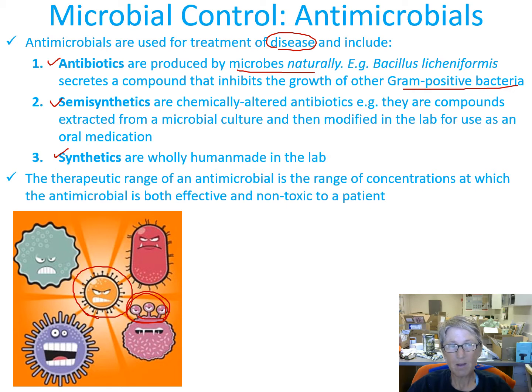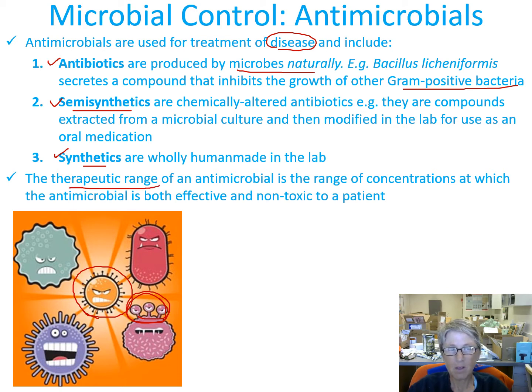The next type of antimicrobial is called a semi-synthetic. What the scientists do is they get an antibiotic, a natural compound made by a microbe, usually a bacteria, and then they chemically alter it. They grow the microbial culture, get the compounds that the microbes are secreting, and then modify them, and usually they use semi-synthetics as oral medications for humans. And then synthetics are a type of antimicrobial that are wholly human-made in the lab.